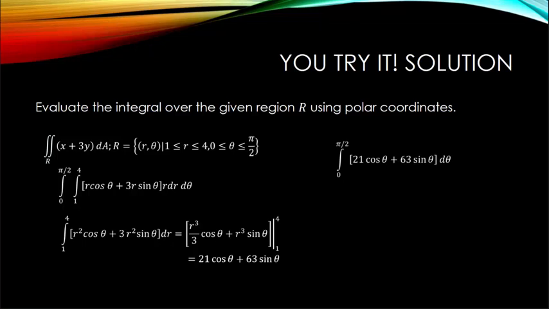This becomes the integrand in my outer integral, the integral from 0 to pi halves of the quantity 21 cosine theta plus 63 sine theta d theta. This gives me 21 sine theta minus 63 cosine theta, evaluated from 0 to pi halves. I get 21 plus 63 is equal to 84.